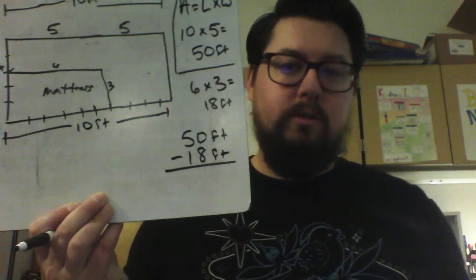Okay, so again, we want to know the rest of the space in the tent without the mattress. So that means we have to take our 50 feet from the tent and subtract 18 feet from the mattress, and we're just going to set up a standard algorithm for subtraction. Borrow from the 5, make it a 4, make the 0 a 10. 10 minus 8 is 2, 4 minus 1 is 3. So David will have 32 feet of space left in the tent.